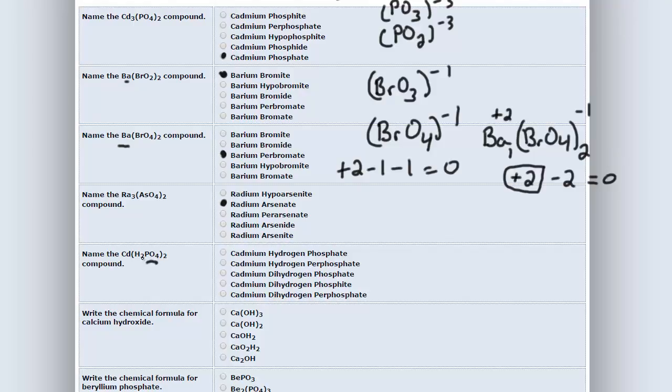Dihydrogen phosphate is going to be the name of this polyatomic ion. And the element in front of it is called cadmium. So the name of this compound is going to be called cadmium dihydrogen phosphate. Cadmium dihydrogen phosphate. Now I want you to look at something. You know that PO4 has a -3 charge. You should have memorized that.